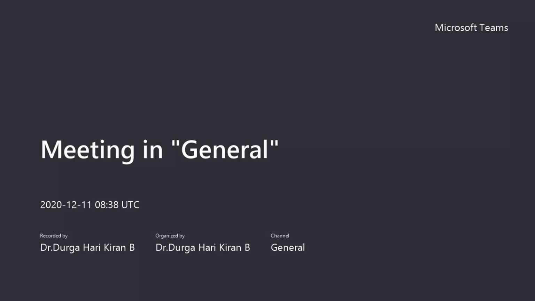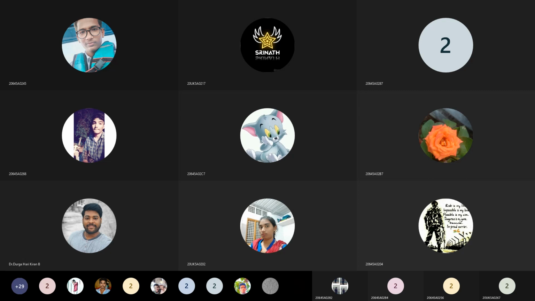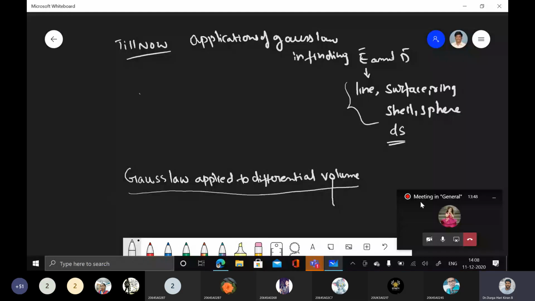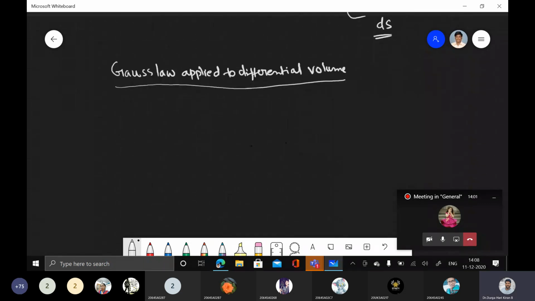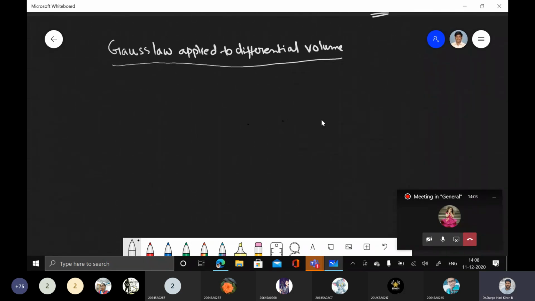Yeah. So what we have seen is applications of Gauss law in finding E bar and D bar for line, surface, ring, shell, and sphere. In this particular class, what we will be seeing is Gauss law applied to differential volume. The charges of the form something like a volume.